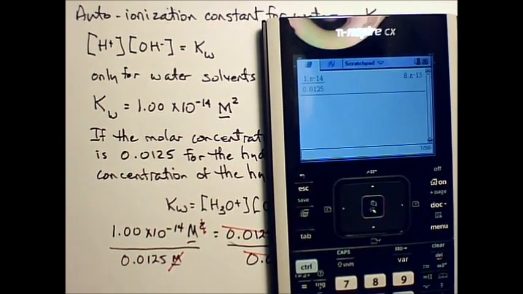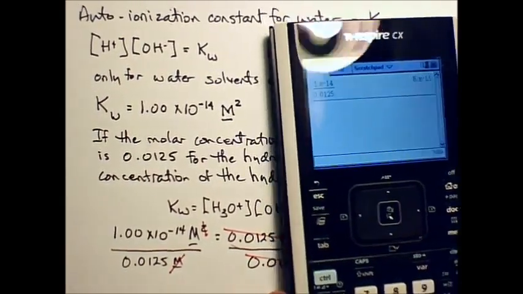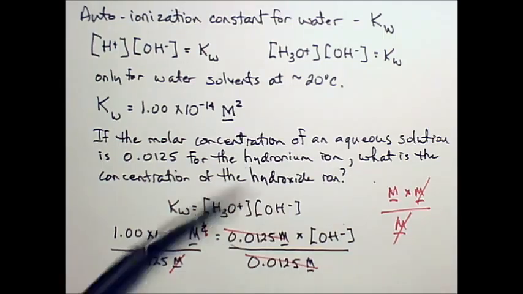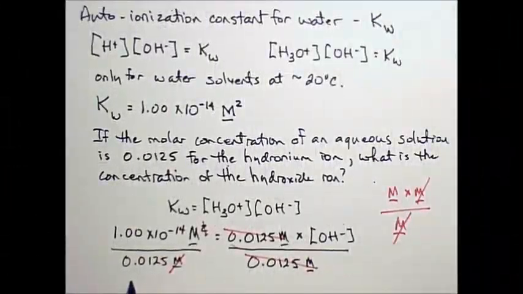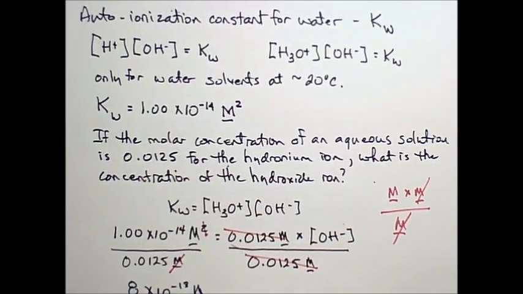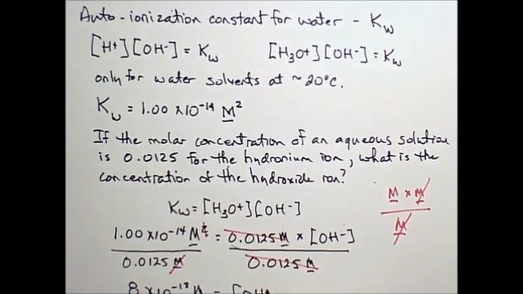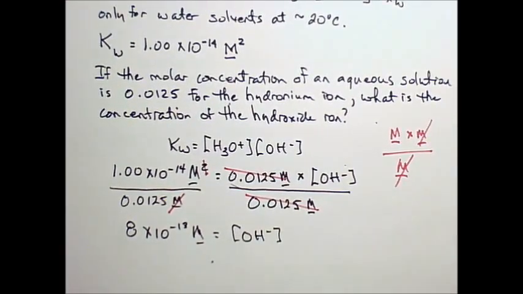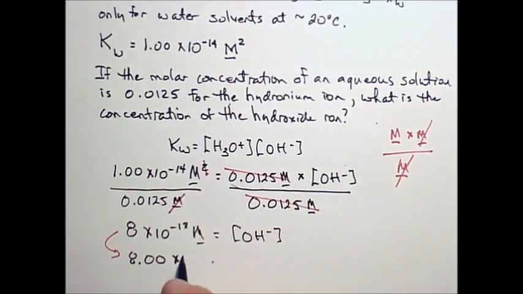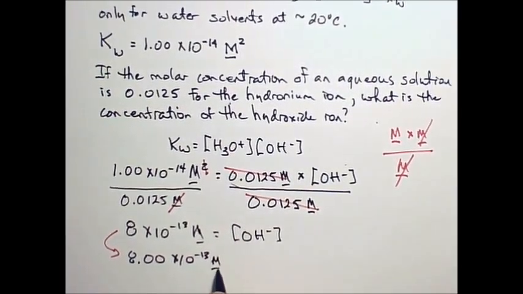Now for some of you, it's going to be a lot more complex, and I'm sorry. That's the nature of it. But what I've got on my calculator, so we know our hydroxide ion concentration is 8 times 10 to the negative 13 molar. But how many significant digits do I actually need here? 3 significant digits. So I need to write the answer as 8.00 times 10 to the negative 13 molar.